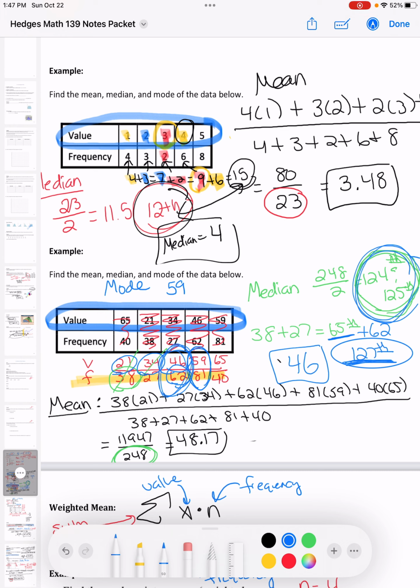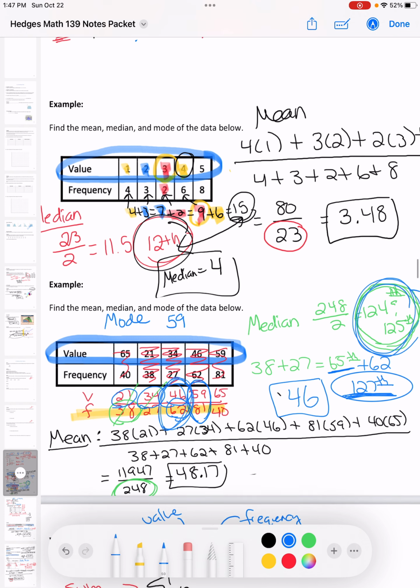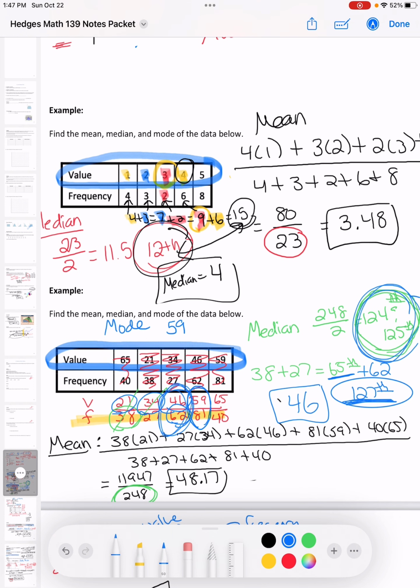I know it is the middle number when I have these going from smallest to largest, but remember that's not always the case. The one that I worked up there, the median was 4, and 4 was not the middle number if I just look at the chart. So don't just guess that it's always going to be the middle number.